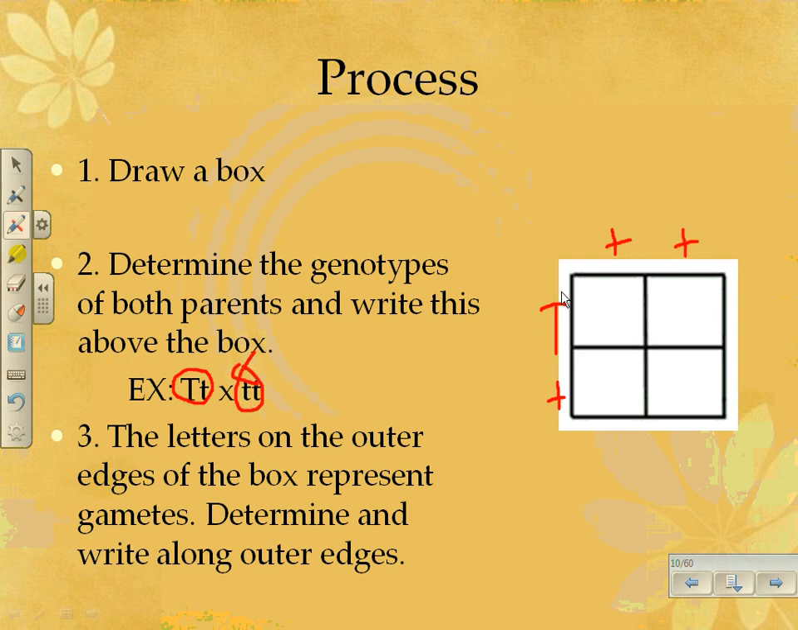Let's say that this individual is male, so it's going to be donating sperm, and this individual is female, so it has the egg. The female's eggs are either going to be this little t or have this little t in it. The male is either going to have big T sperm or little t sperm. It just depends on which fertilizes the egg.